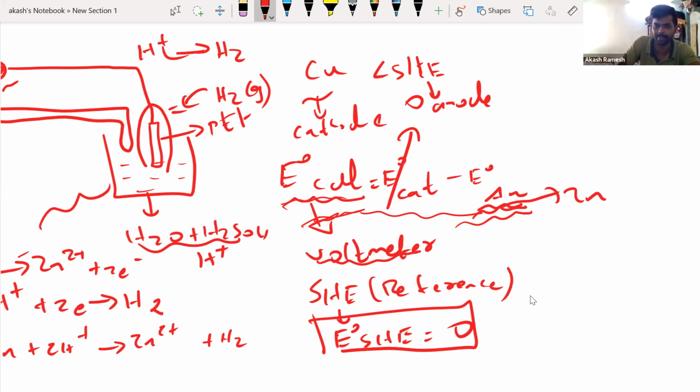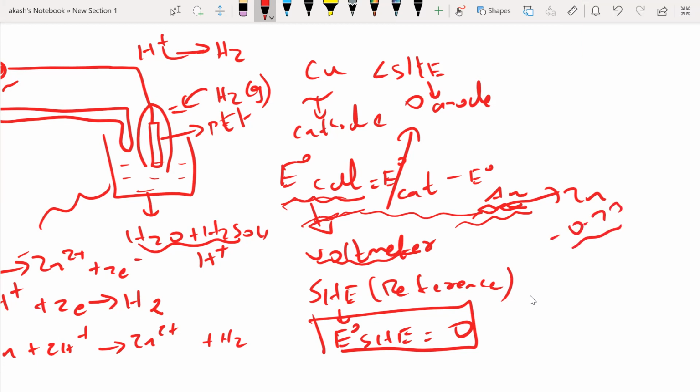If you look at the exact value, I think it will be around minus 0.73, something like that. That will be the value. I'm not sure, this might not be a correct value. I'm just telling you from what I remember. Okay, sir. Fine.